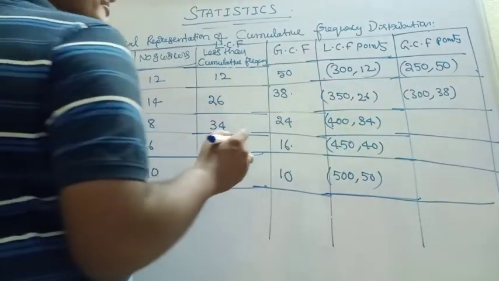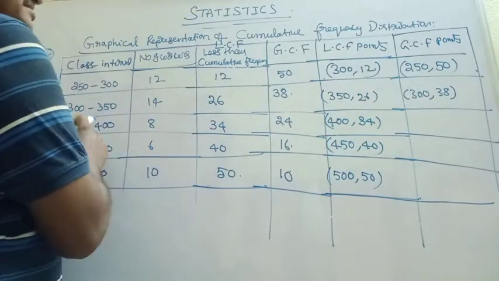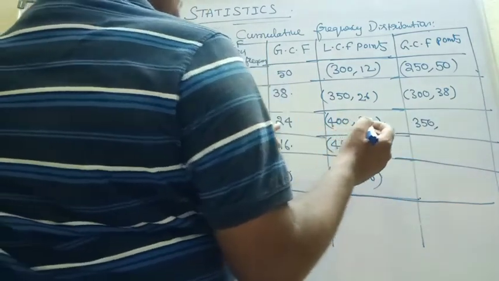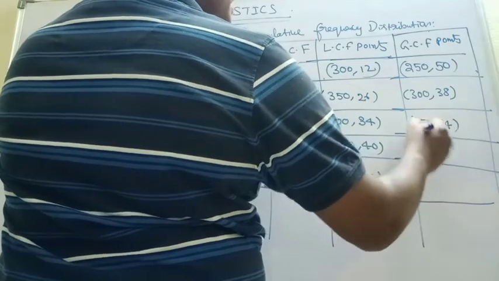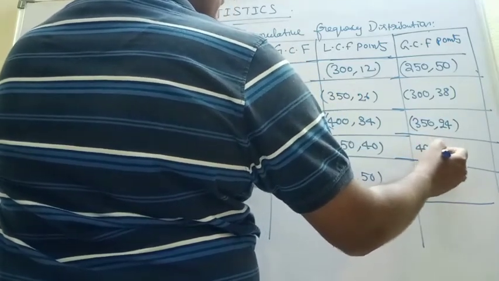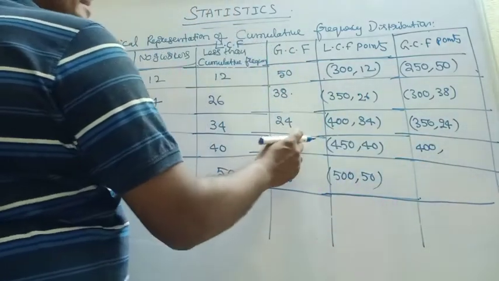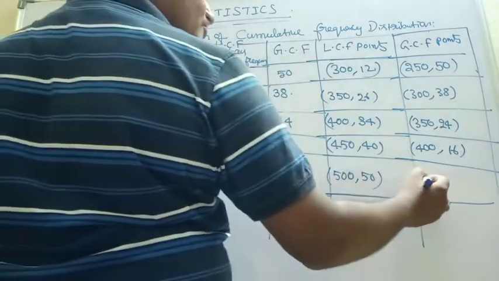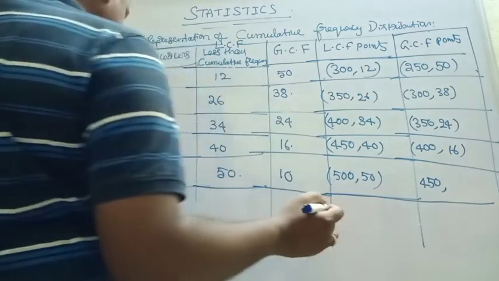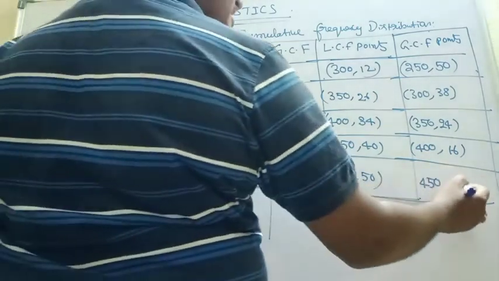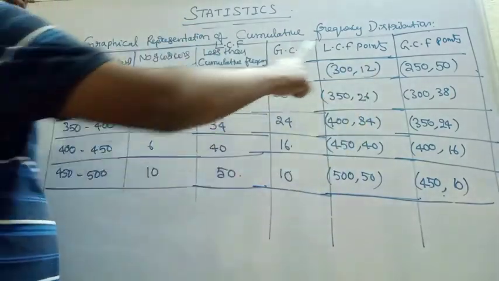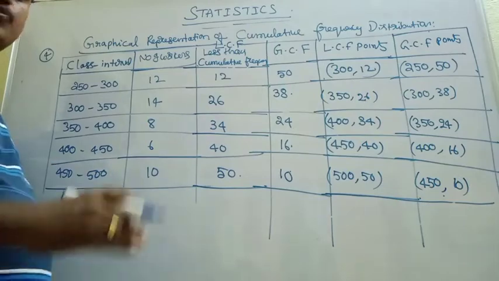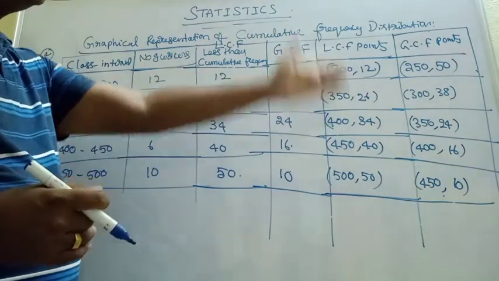Greater than 350 we have 24 students. Now greater than 400, 16 students or laborers are there. Greater than 450, how many do we have here? 10 students or laborers are there. These are now the LCF points and GCF points. Using these points, if we draw the curves, they are called the LCF Ogive and GCF Ogive.